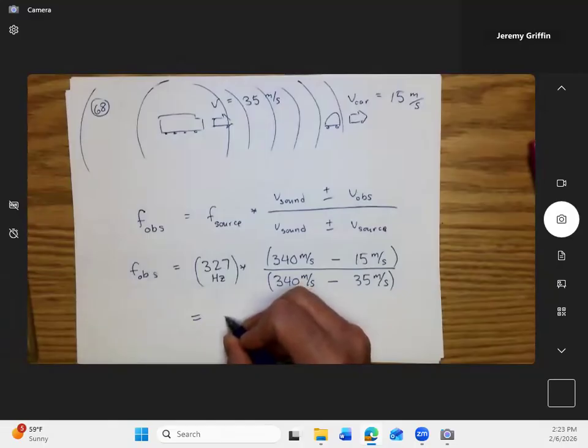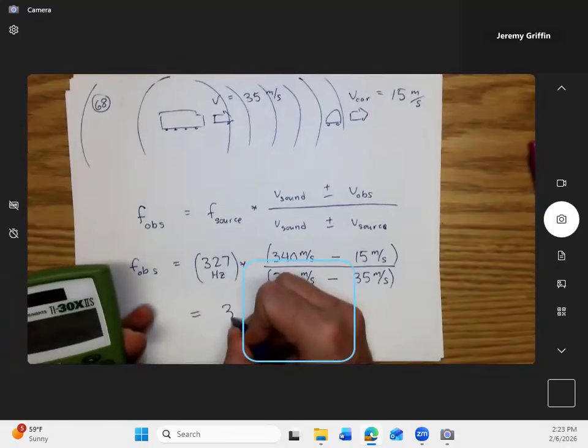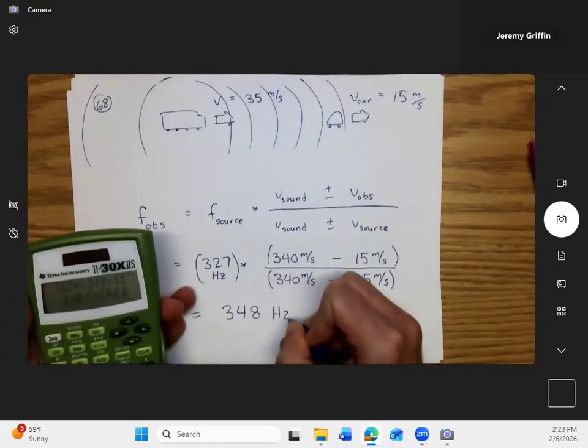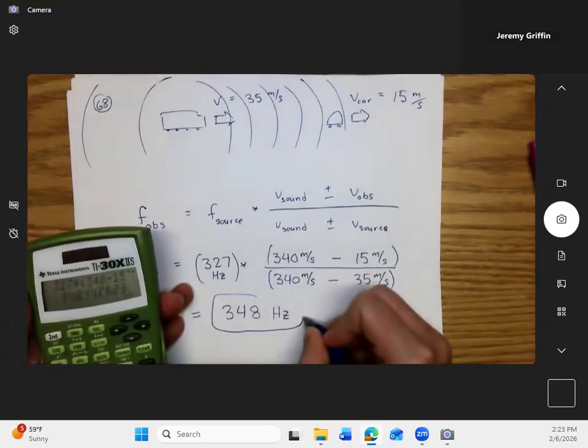Very well. I got a number that I think looks reasonable. What are you guys getting? 348. 348? Yeah, that's about what I'm getting. 348 hertz.